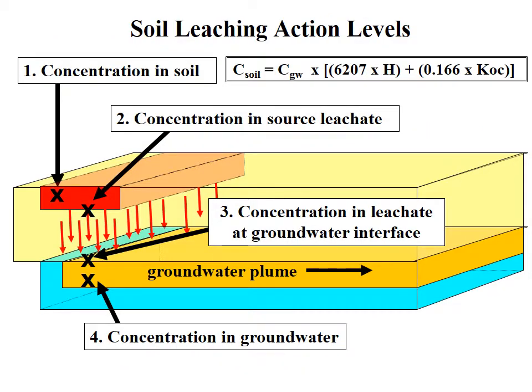Okay, that was vapor intrusion. Next, let's look at soil leaching action levels. You see the equation we use up here in the upper right: the concentration in soil action level is equal to your target concentration in groundwater times some constant, 6,207 times that chemical's Henry's constant plus 0.166 times that chemical's sorption coefficient, KOC.